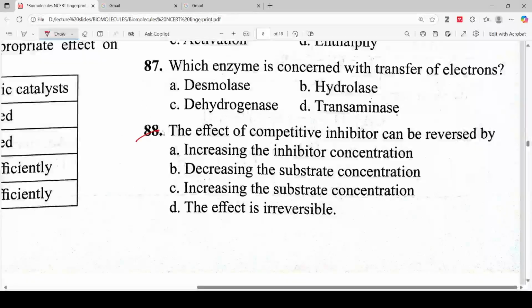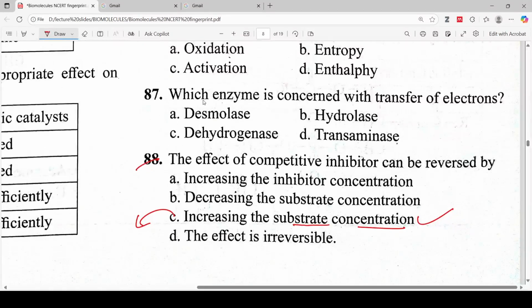Question number 8. The effect of a competitive inhibitor can be reversed by increasing the inhibitor concentration, decreasing the substrate concentration, increasing the substrate concentration, or the effect is irreversible. So the correct answer for this question is option C. So to reverse the effect of a competitive inhibitor, you have to increase the concentration of substrate. So the correct answer is option C.